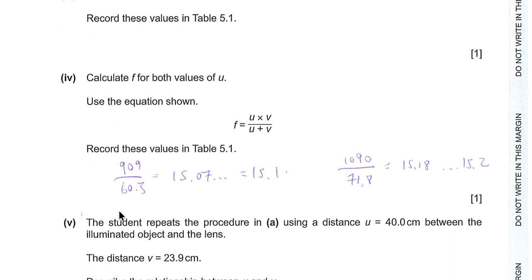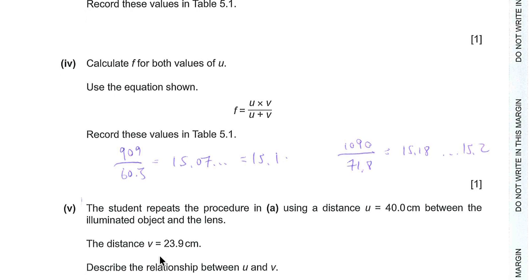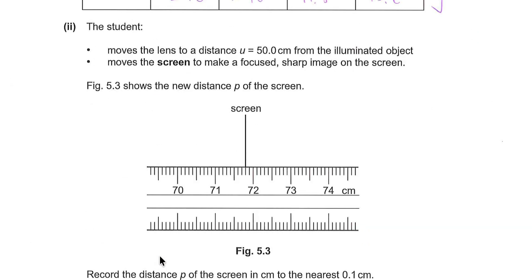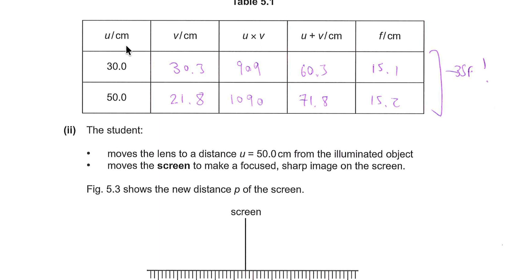We're then told that the student does it again using a different value of u, and we find v. We're asked to describe the relationship between u and v. Well, hopefully, and I'll scroll back just so we can see it, we've got a relationship there: 30 becoming 30.3 and 50 becoming 20.8. So u up, v down.